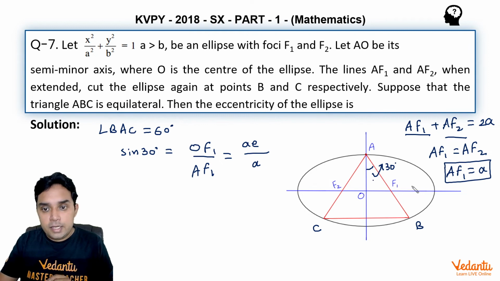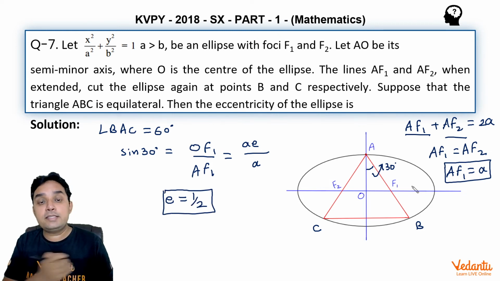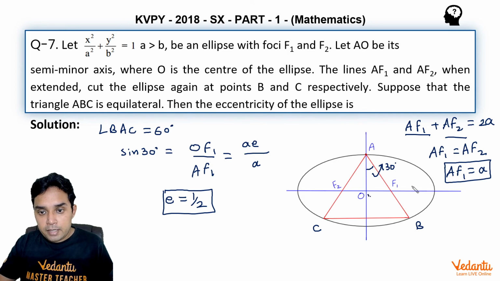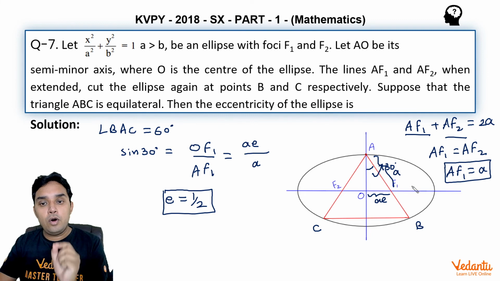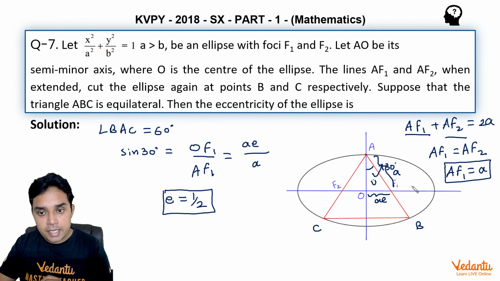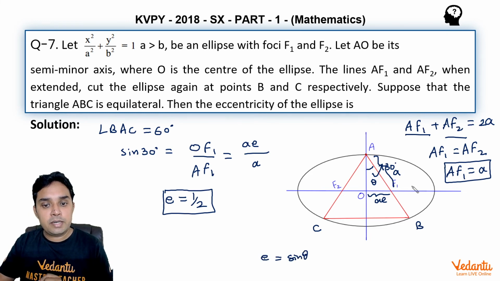So what we have got, sine 30 will be equal to E, or we can say E will be equal to 1 upon 2. Why I have done this directly? Because this was in my mind that this distance is AE and AF1 length is always A. When we are taking distance of any focus from the end of minor axis, it has to be A. So from there, always whatever this angle theta is, your E will be always sine theta. We can remember this result for future. It will be a shortcut for such kind of questions.